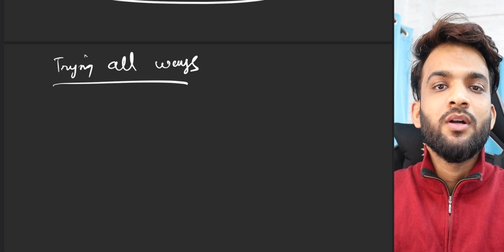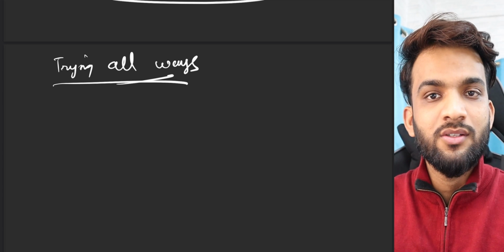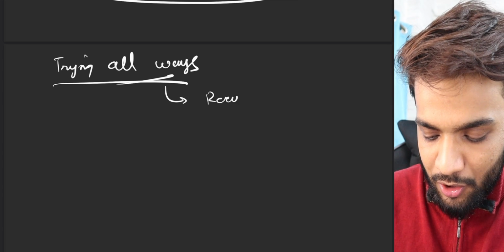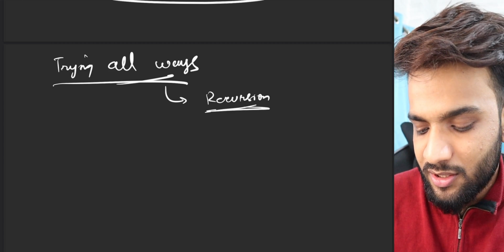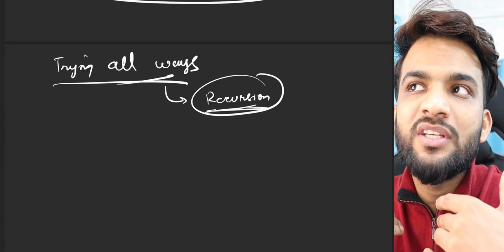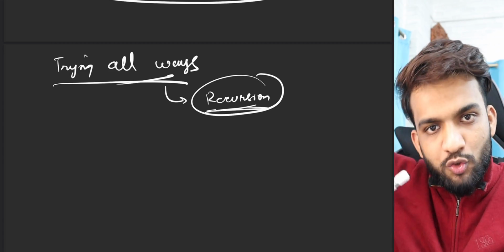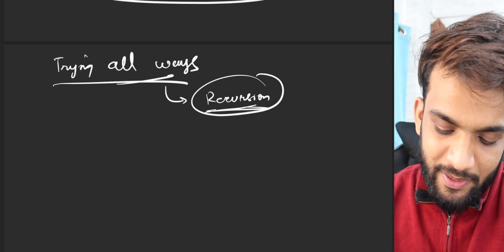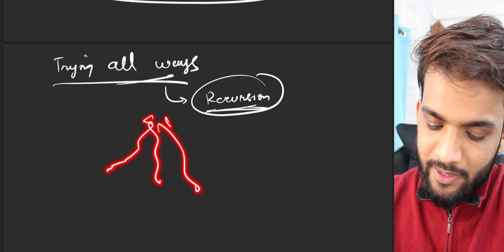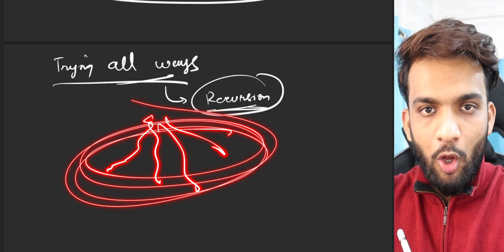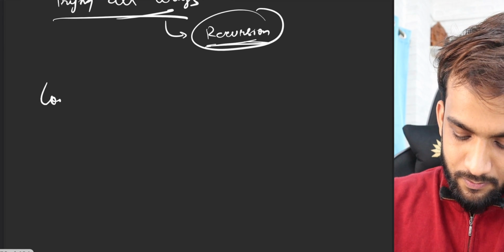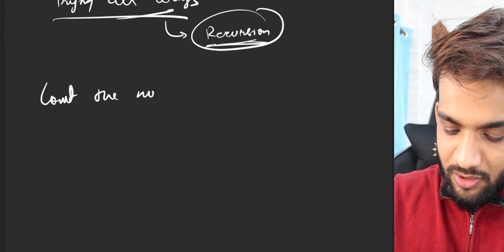Whenever we try all ways, what comes to our brain? Obviously, it's recursion, right? Because that's the only way. When we say we're going to try this way, and we take all the answers, that is what recursion is. You basically try each way and you sum up all the ways, right? So what is the question stating? It states, count the number of ways.